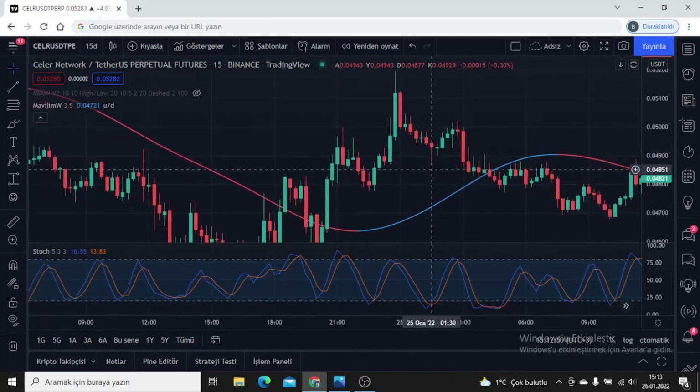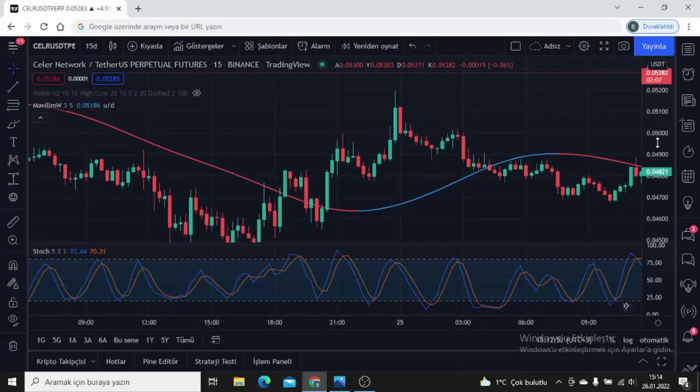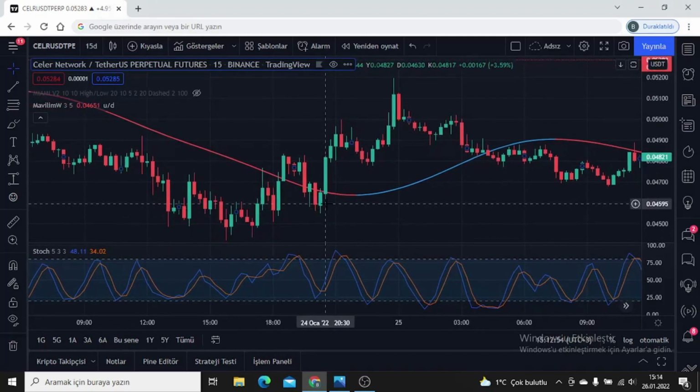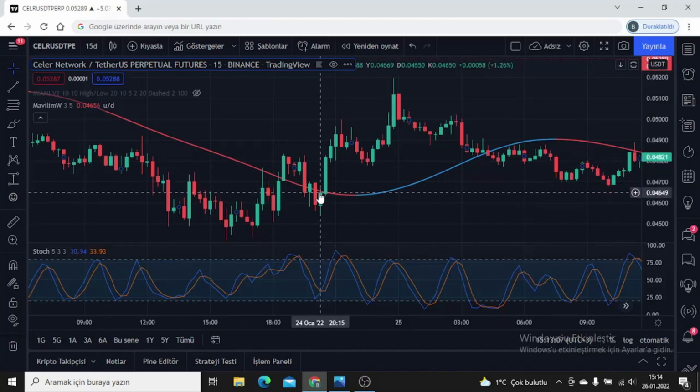When we go a little further back, we can also look at this the same way. As you can see, the price is giving a buy signal while it is red here. And here it is rising by 3.5%, or even close to 4%. But our line here is red.